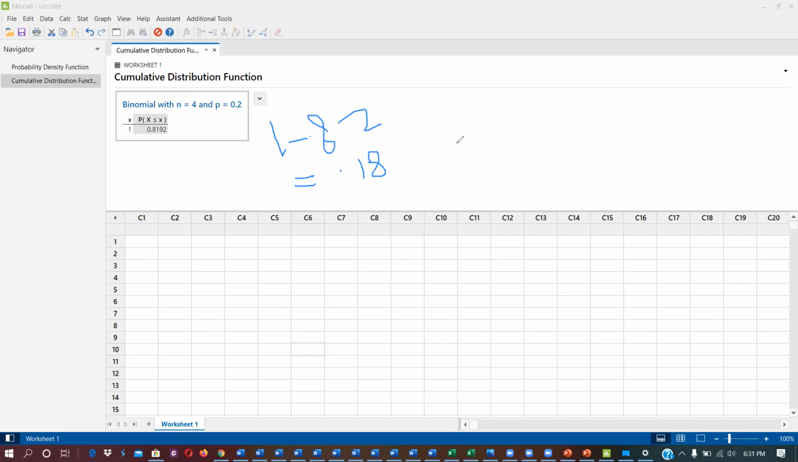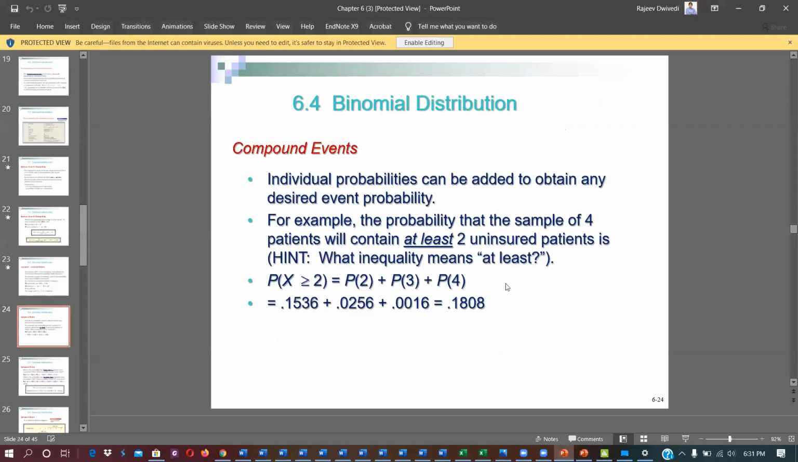Is it making sense? If you understand this, then we can go very quickly. If this is clear to you. Yeah, so exactly the same. So 18% is the answer. Instead of doing multiple steps, you can do it in one go. Now the same thing we can do.